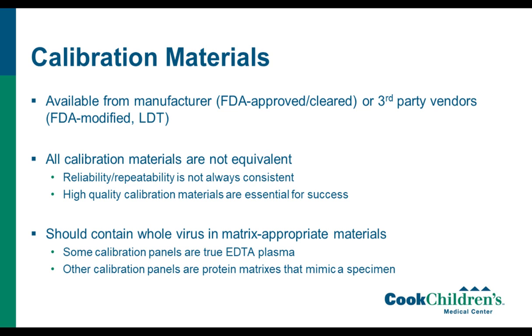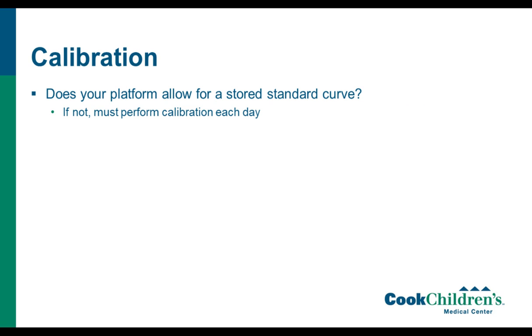Calibration materials should contain whole virus in matrix-appropriate materials. This is to be as closely related to a patient specimen as possible, mimicking your human specimens. Some calibration panels are true EDTA plasma, whereas others are protein matrices that mimic a specimen. So that's something to keep in mind. If you are using one that has protein matrices, does it adequately mimic it? Does it perform well? Something to keep in mind when comparing. You could also talk to your clinical colleagues for recommendations on which manufacturers provide high quality materials, or try them yourself, or there are some references in the literature looking at performance and comparing these against one another.